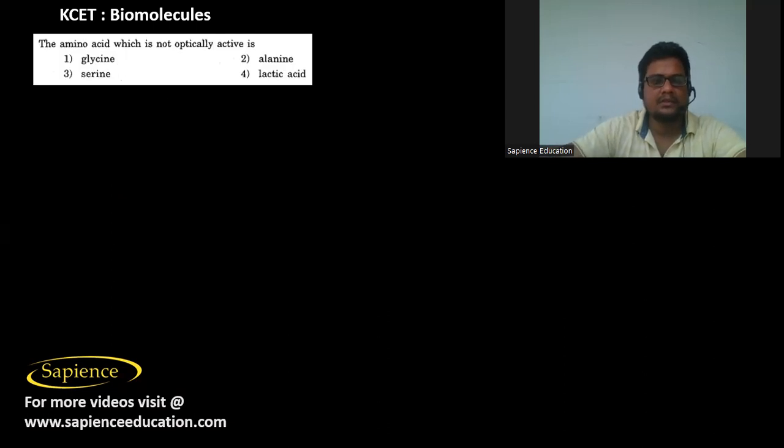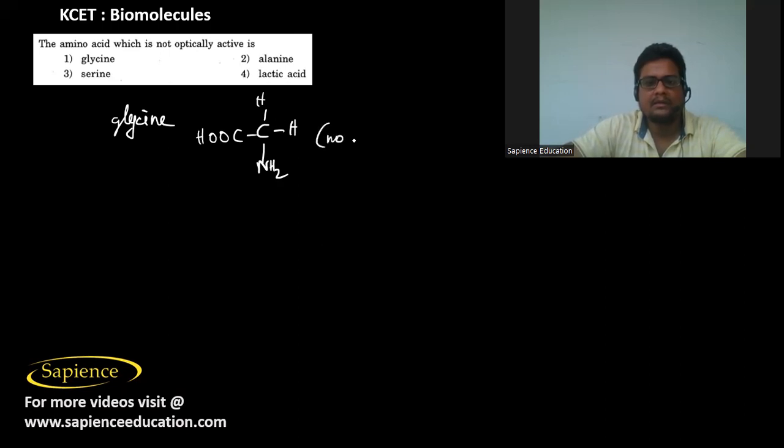Then here it is told the amino acid which is not optically active is. So it is obviously glycine. So the structure of glycine is CH2 NH2 COH. Obviously here it is not having any chiral carbon. So there is no chiral carbon here, so it is not optically active. And all the other three are optically active only.